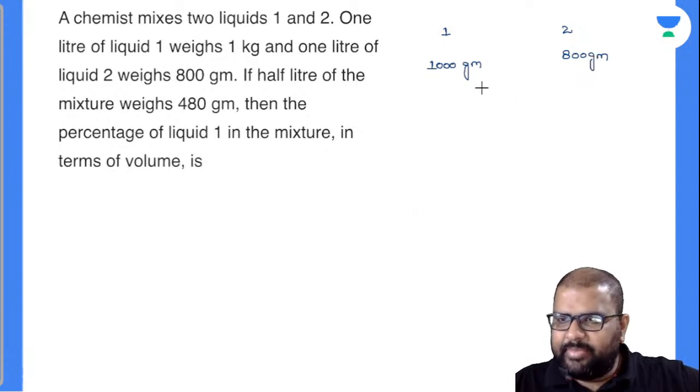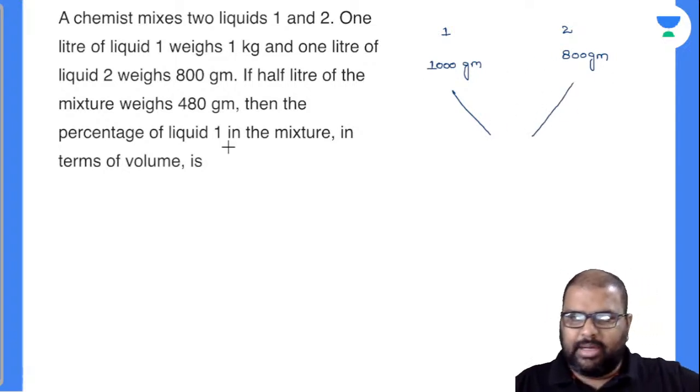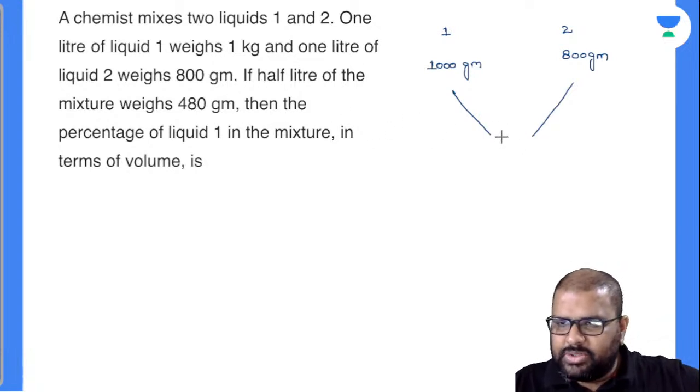Now these two are mixed. I am taking my base as 1 liter, but the mixture weight is given as 480 in half liter. So 1 liter will be 960. Otherwise you can change them into half liters. Either of this will be okay, fine.